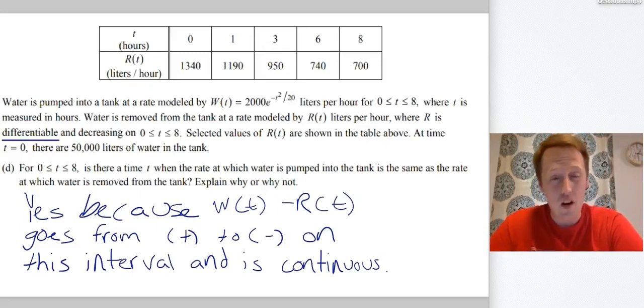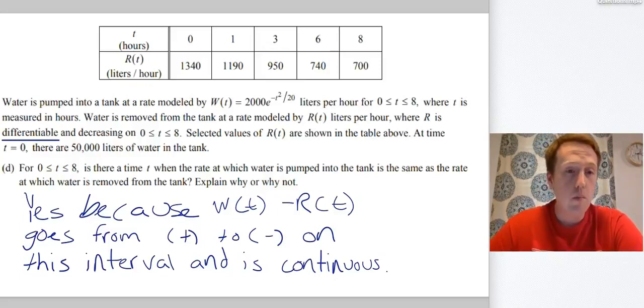So this is definitely hard. This is probably the hardest thing I've seen on a table question, really. But it was manageable. And parts A through C weren't really that bad. It was part D that was a little tricky. We just had to justify the existence of a function value, though. It's just our function was the subtraction of two functions.